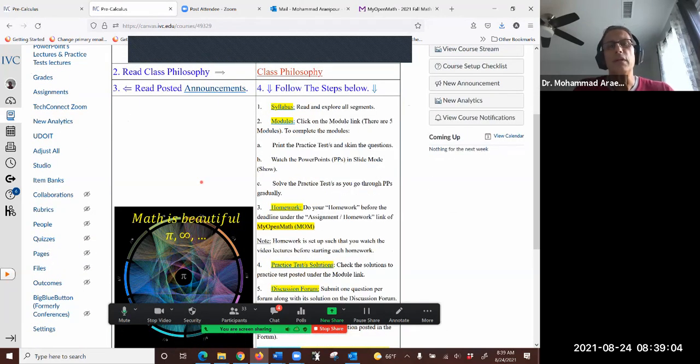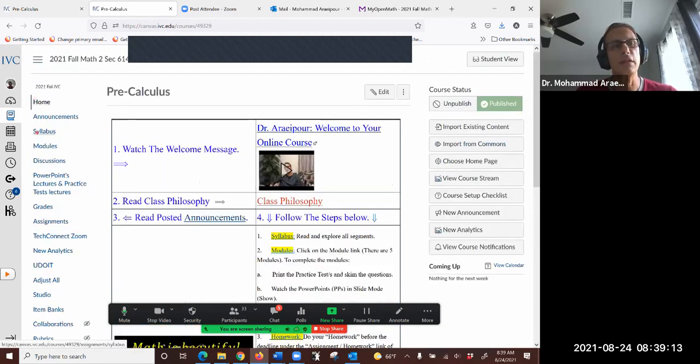Let's go over the synopsis of what we need to do next besides reading the syllabus. Then we go to the modules. Again, everything is on the left side here. The tabs: homepage, announcements, syllabus, modules, discussion, PowerPoints, lectures, and practice tests. This is what I mean. I'm going to put that over here when the recording takes place for an exam review. Grades, assignments, Tech Connect, Zoom, so on and so forth.